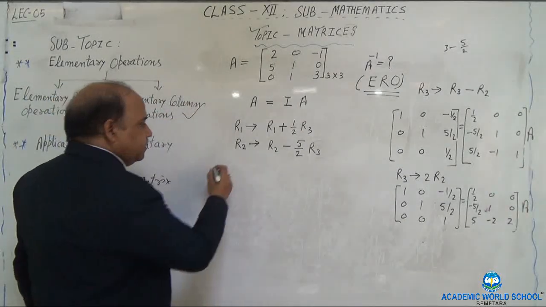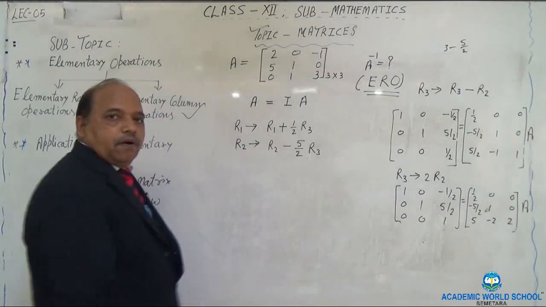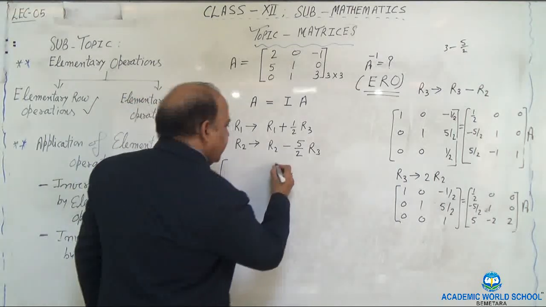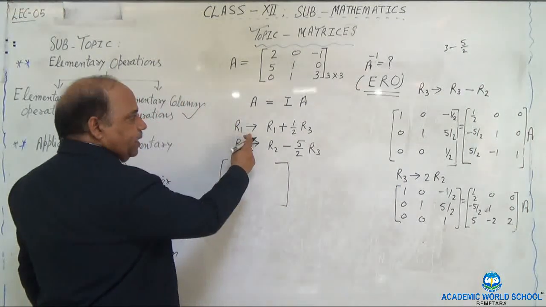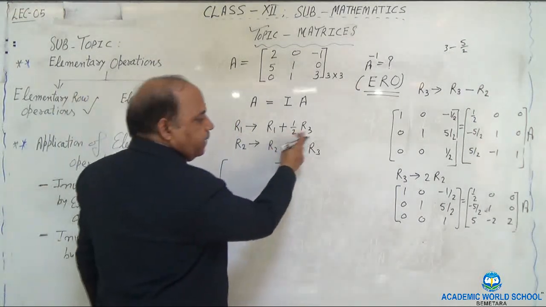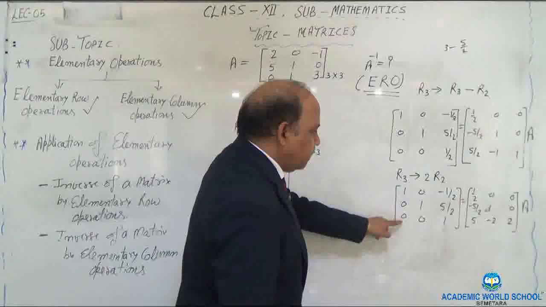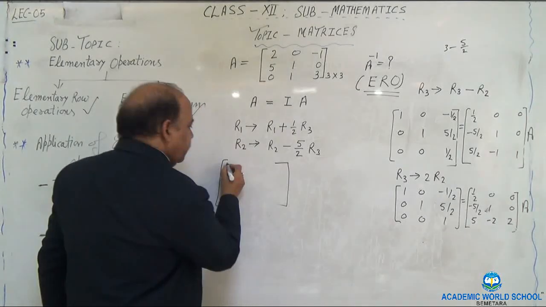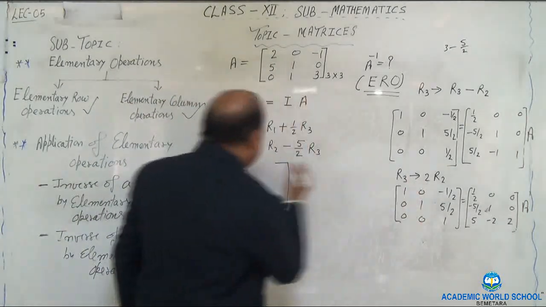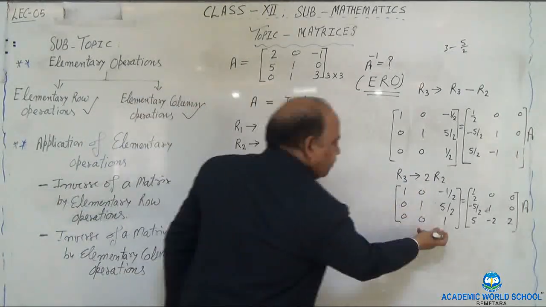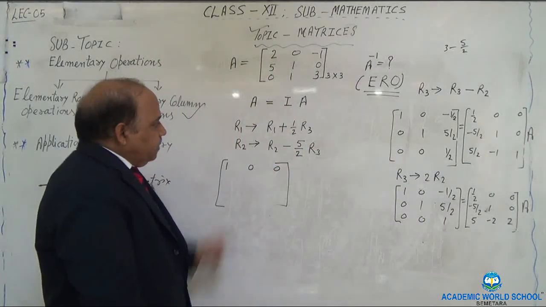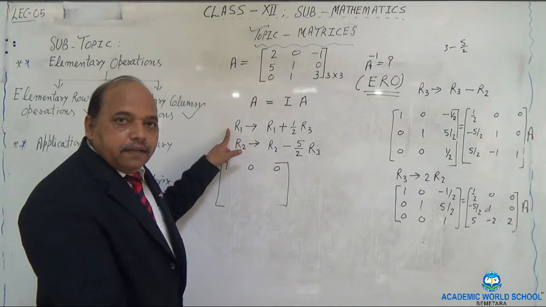So we are doing this together, we are applying on this. So what will happen? First change is in R1. So let's apply that change. R1 it says R1 plus half of R3. So if I add half times of this to this, it will remain 1. Half times of this to this, it will remain 0. Half times of this, if we add, it will become 0. Fine. So the change in R1 we have made.